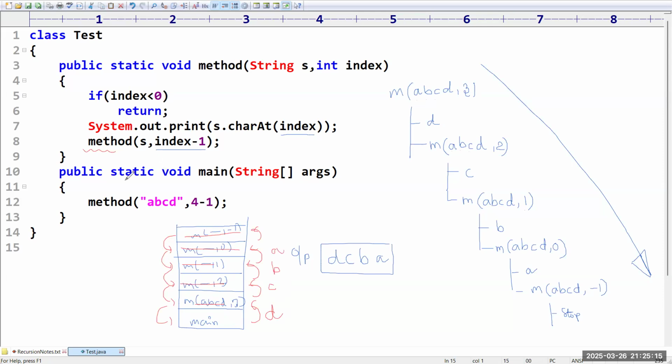Whenever you write the print after the call, then what will happen? ABCD will be printed here. Have you observed? This process is called backtracking. This one is a normal recursion.